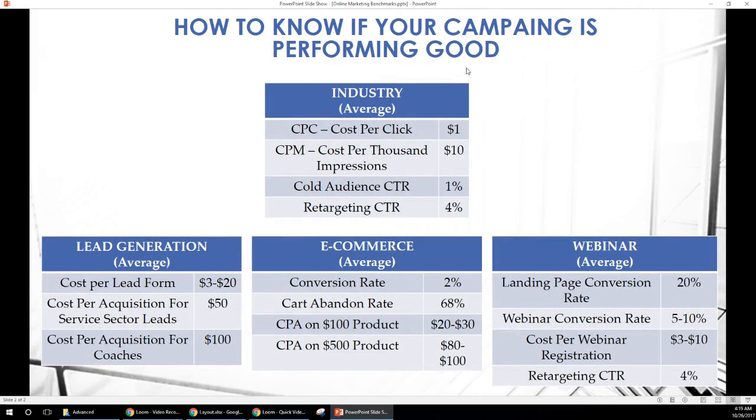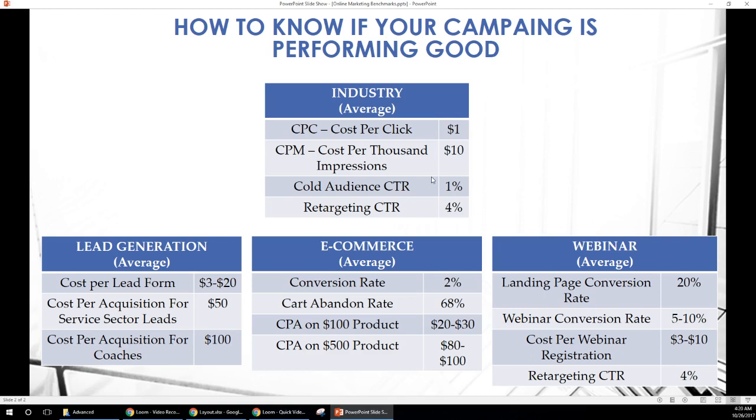So let's start with general industry average cost. So average cost per click is $1. Average cost per 1,000 impressions is $10. This can go up or down depending on multiple factors that we're going to be talking about a little bit later in our targeting module.